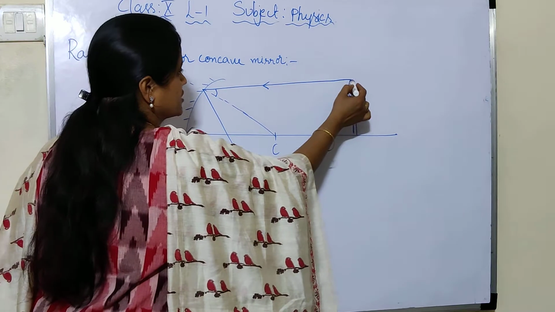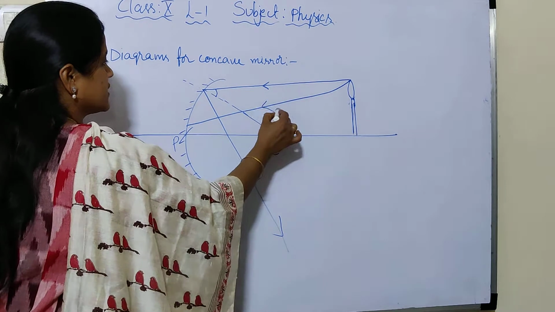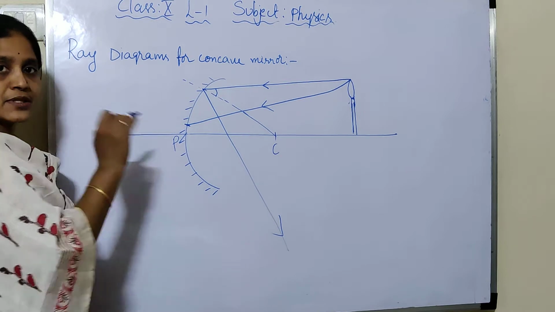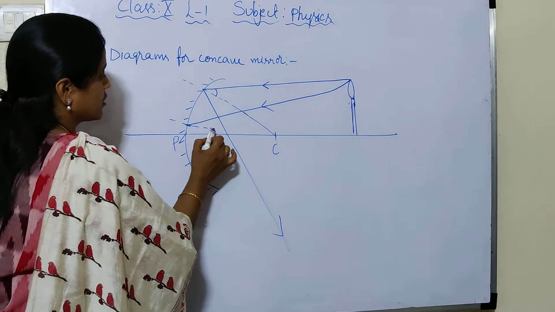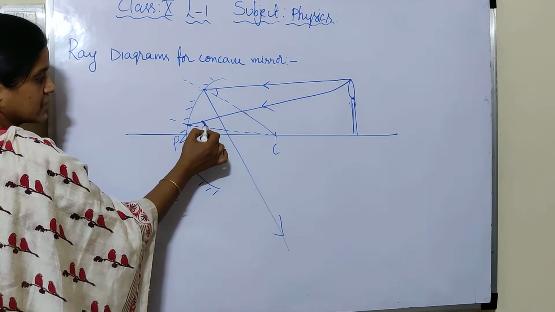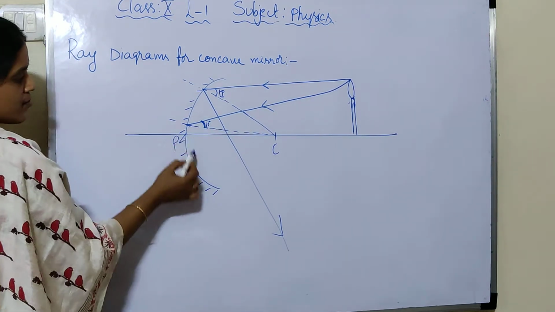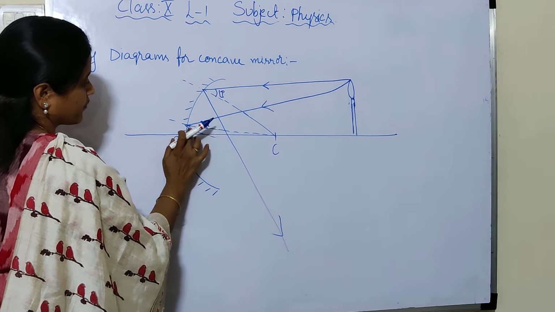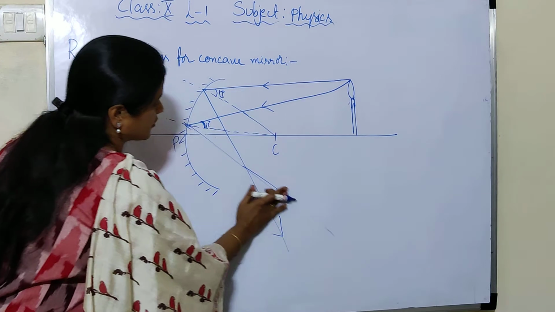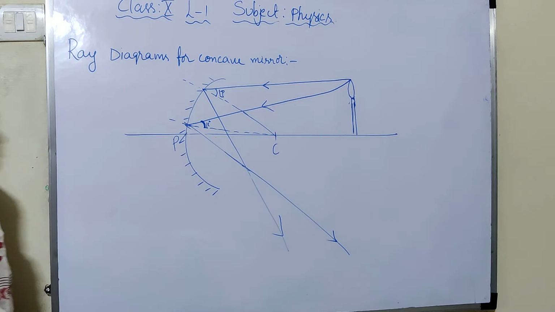Now we will take one more ray from the tip of the flame. This other ray is incident at another place on the mirror. Again, to find the reflected ray, you must draw the normal from the center of curvature. Here you find the angle of incidence, and with the same angle you must draw the reflected ray. This is the reflected ray.